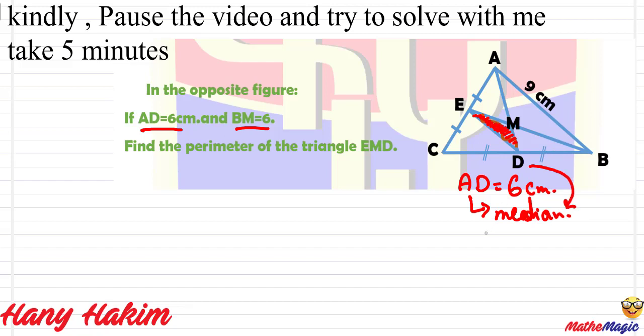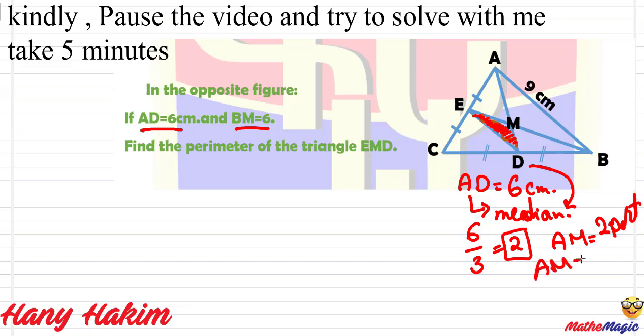So if you need to find only one part of that median, you can divide 6 by 3 to get only one part, 2. And AM represents two parts. So AM will be 2 multiplied by 2, which is 4. So MD, only one part, is 2 centimeters. This is the first part.